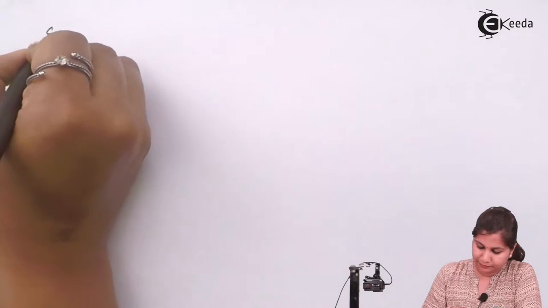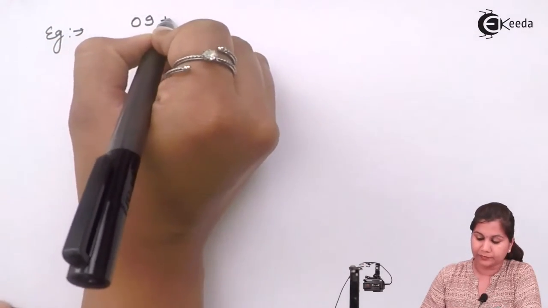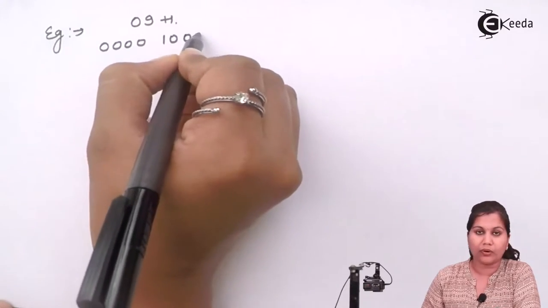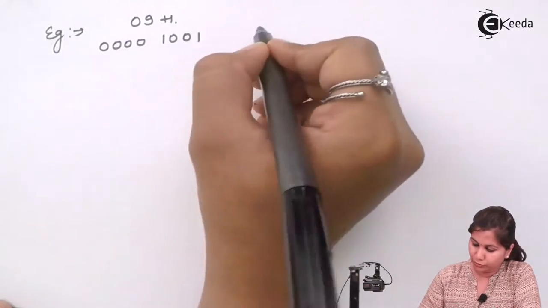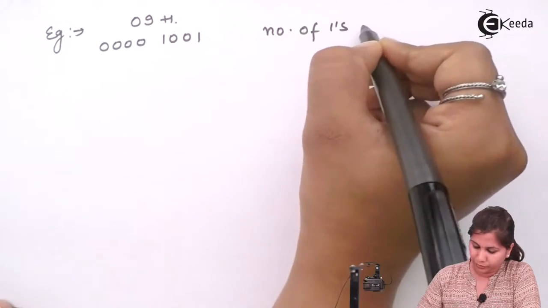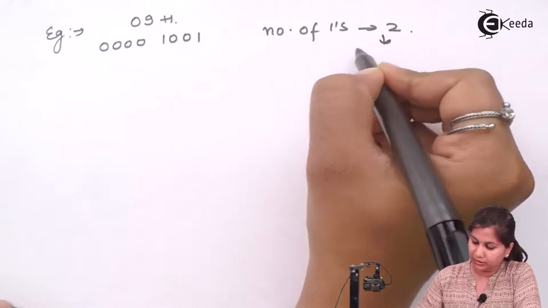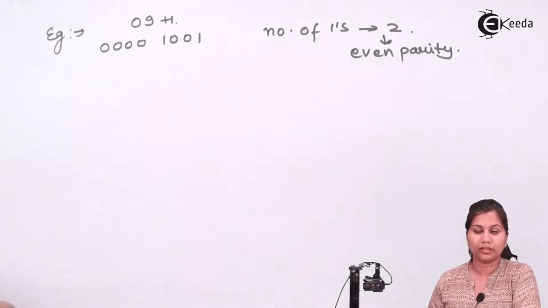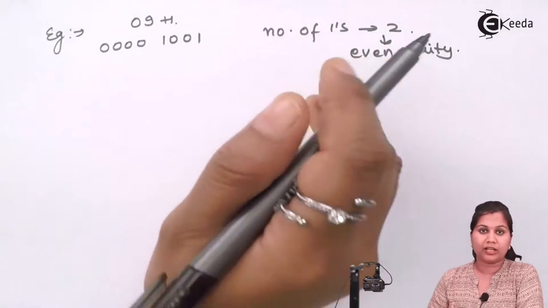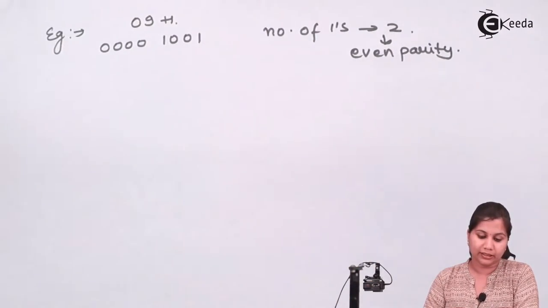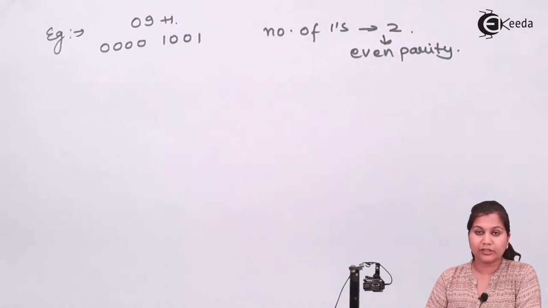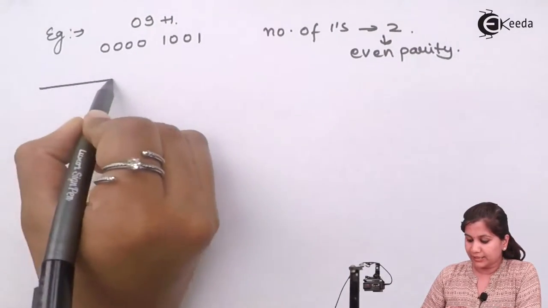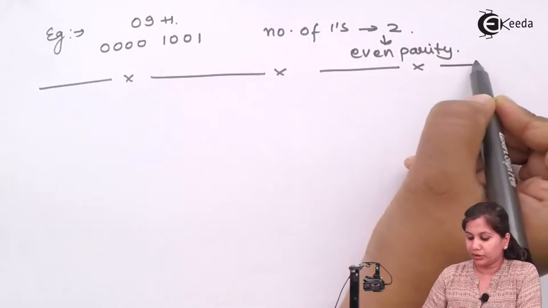Okay, so let's take another example, 09H. Now how will 9 be represented? 0000 1001. Now here the number of 1s is 2. It means that it is having even parity. So even parity means that when we are ANDing it with the 01 value, it is going to generate a 0 result and the 0 flag will be set. So this is the concept which we will use here to check the parity of the number.